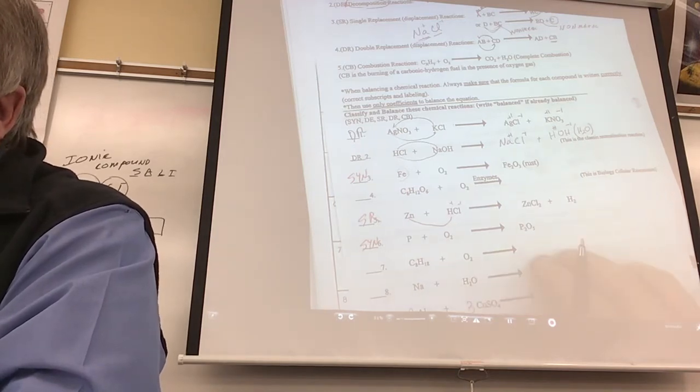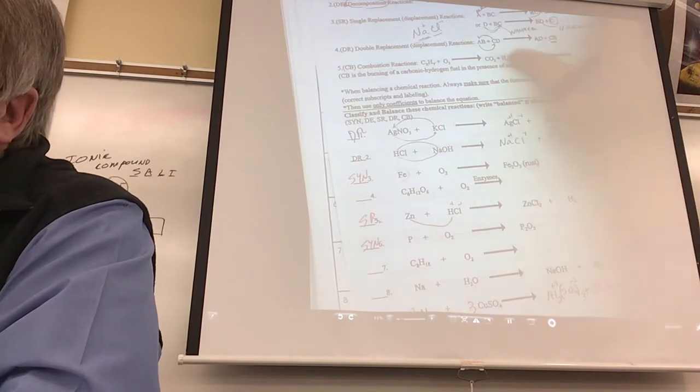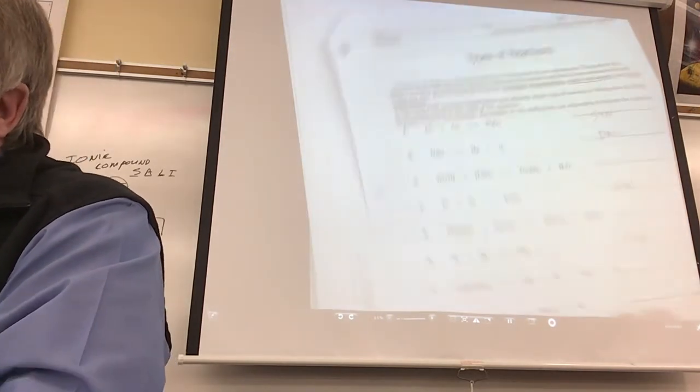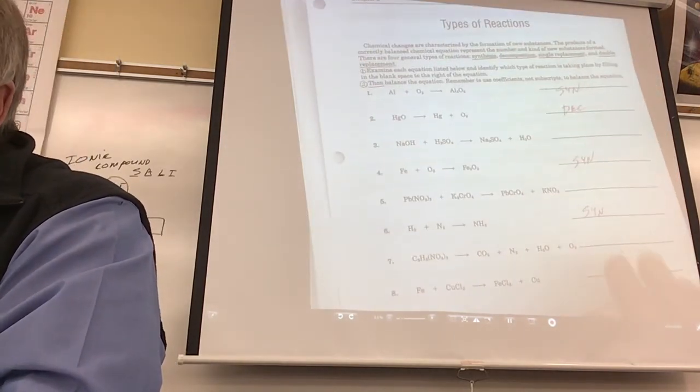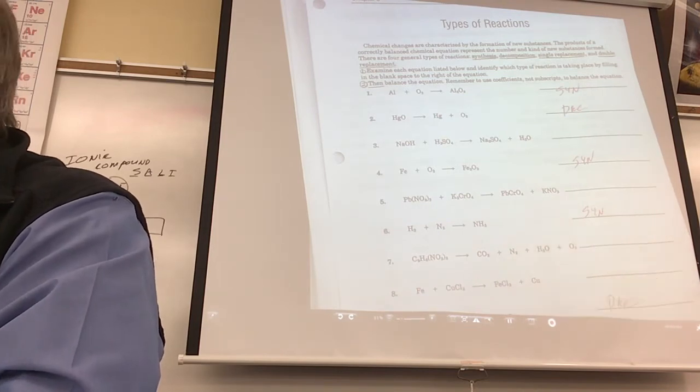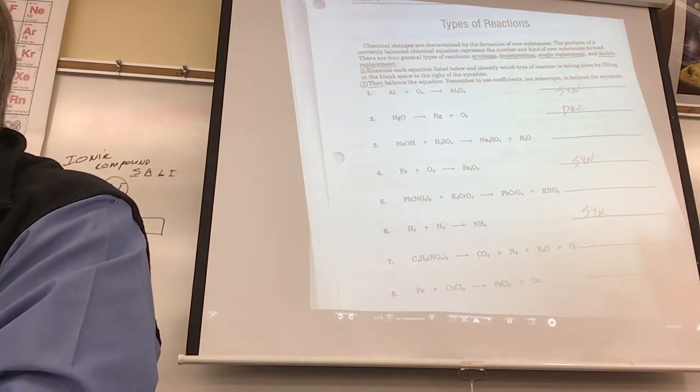All right, let's flip the page. Let's flip the page over. Are you getting, is this feeling comfortable? Are you getting a little more comfortable with this? Okay, let's see.